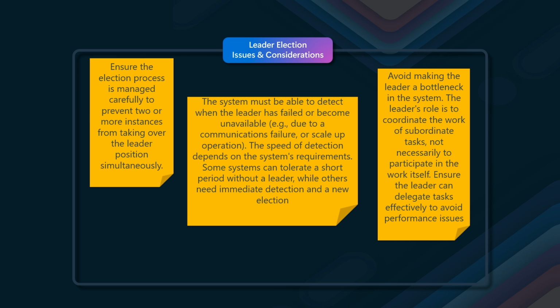Failure detection. The system must be able to detect when the leader has failed or become unavailable, i.e., due to communications failure. The speed of detection depends on the system requirements. Some systems can tolerate a short period without a leader, while others need immediate detection and a new election.